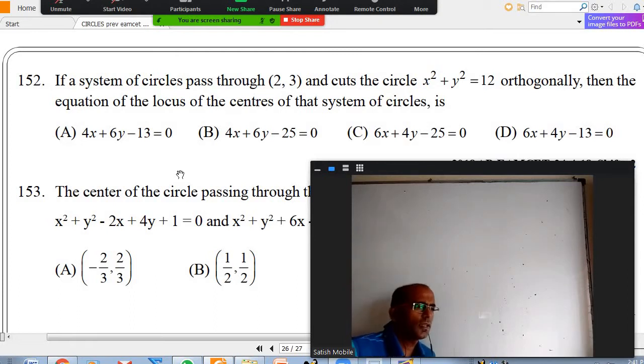Okay, let me check. If a system of circles passes through (2, 3) and cuts the circle orthogonally, then the equation of the locus of the center is a circle. Oh, that will be the radical axis of these two. You take (2, 3) as a point circle, find the equation and subtract it. So if I do that, what will I get? 4x plus 6y plus 1 or something. What is this? 9 plus 4 is 13. This is x square plus y square minus 4x minus, and this is minus 12. So constant 1 should come.